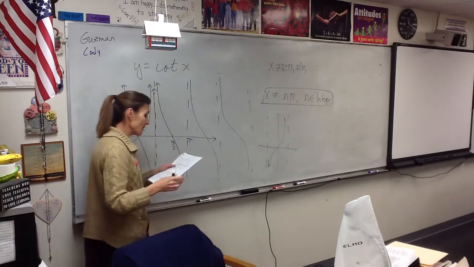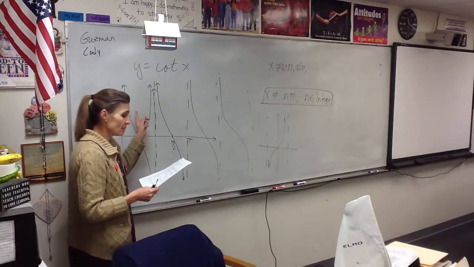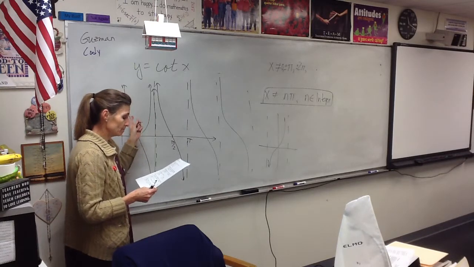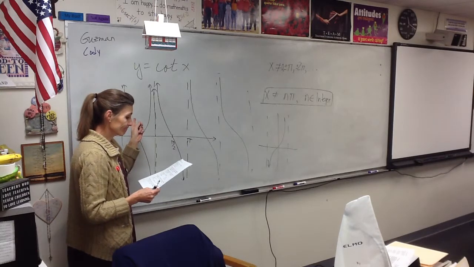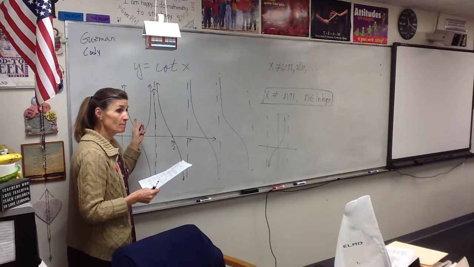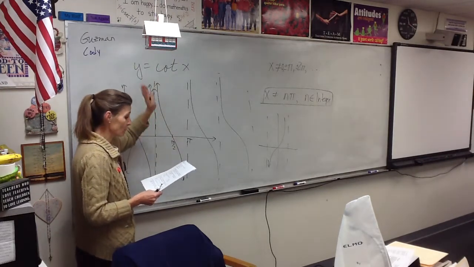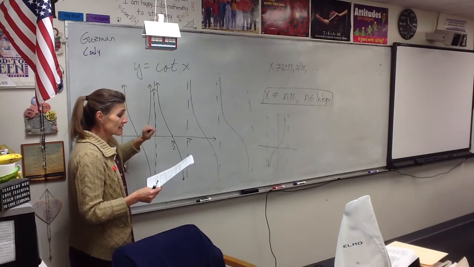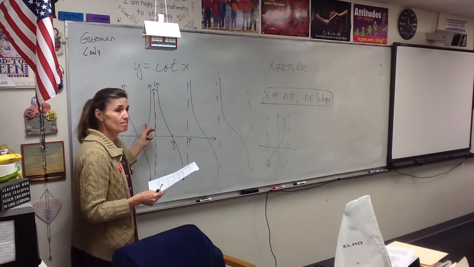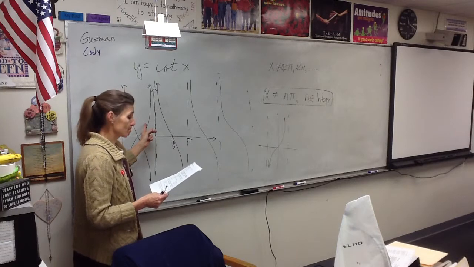Asymptotes, we already talked about that. Would you say this thing is bounded above, below, both, neither, what? It's not bounded above or below, guys. It just goes up and down forever and ever. Does it have any maximums or minimums? No, it doesn't.